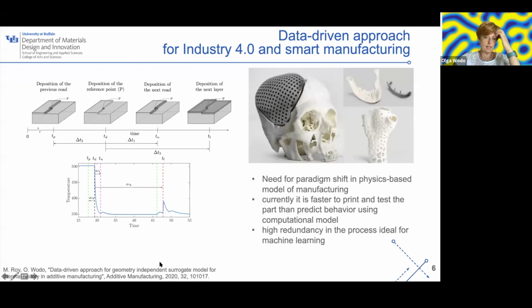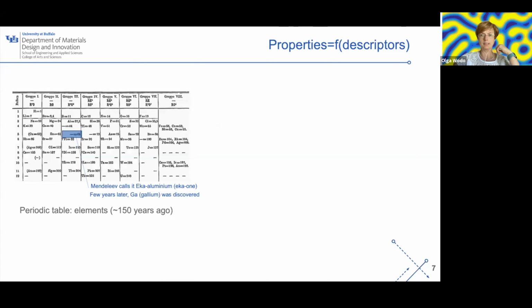So there was one paper from my group that actually addressed this problem, and we can build this model using those characteristics of the deposition process to predict temperature, and then to predict the properties of the part. So this is one application for AI or data-driven approaches in this context. But for the rest of the talk, I would like to talk about the link between properties and the structure, right? So let me start with this periodic table.